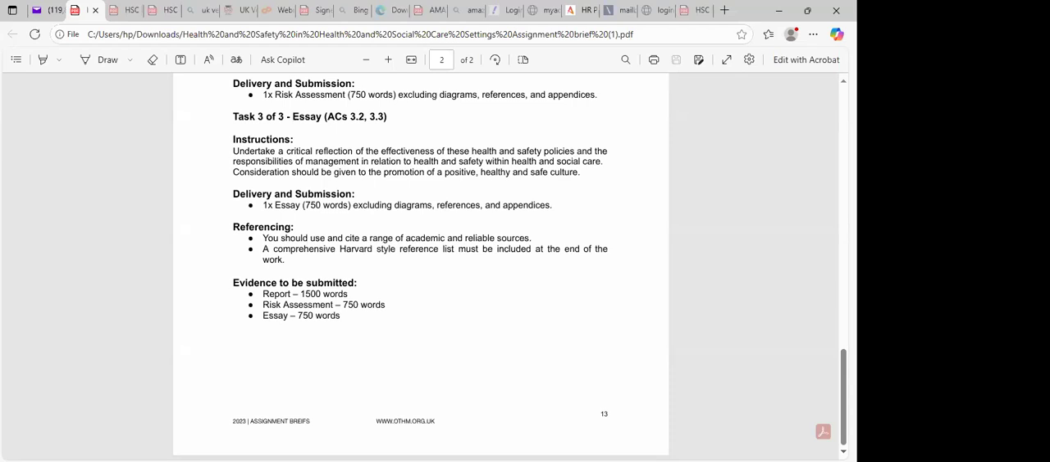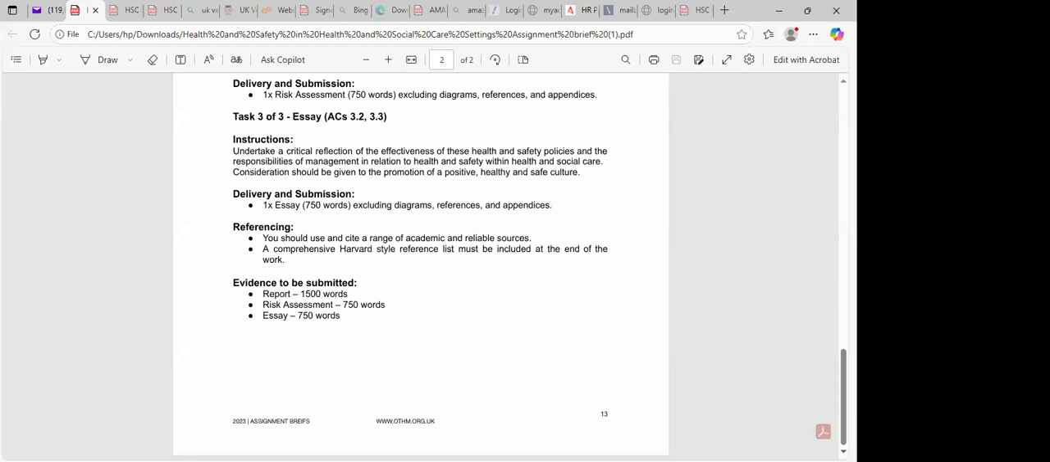I'm sure if you go to your units when you started, you should have known the health and safety policies. So having identified those health and safety policies, it says reflect on how effective those are. So undertake a critical reflection of those health and safety policies, and then in addition, what are the responsibilities of management in relation to those health and safety?